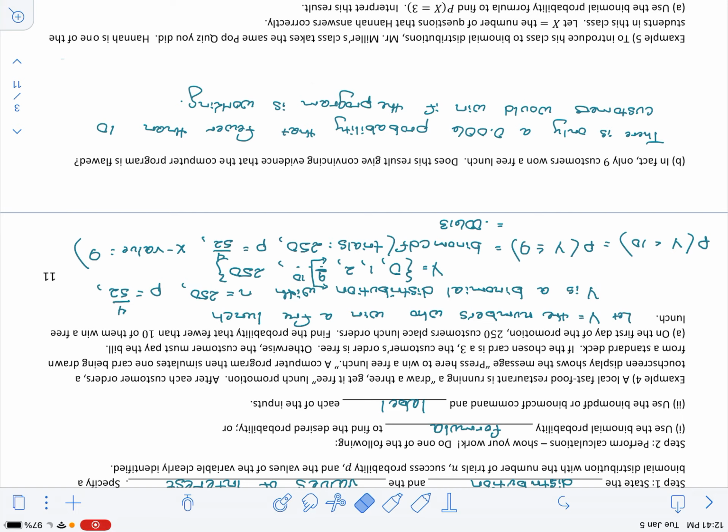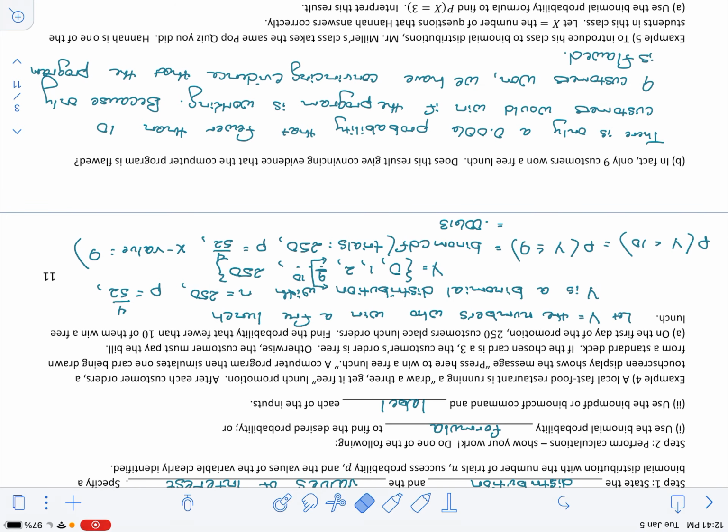So basically, something very unlikely has happened. Only 9 customers won. There was a 0.6% chance that that happened. Because this is so unlikely, because only 9 customers won, we have convincing evidence that the program is flawed. This should not happen, is basically what we're seeing. So sometimes you're going to get this question of, does this give you evidence of things? And it is really similar to some of the reasoning that we had second semester.